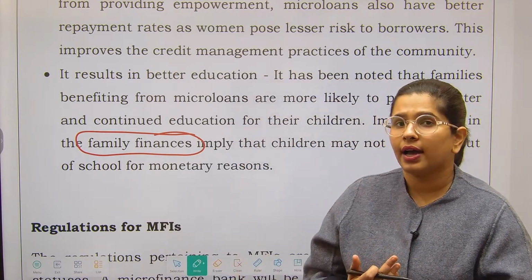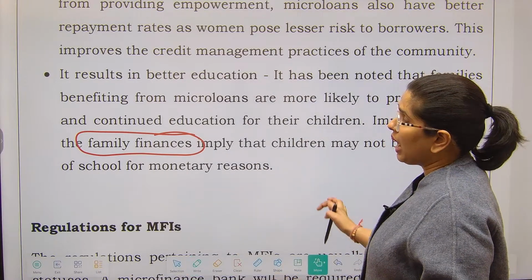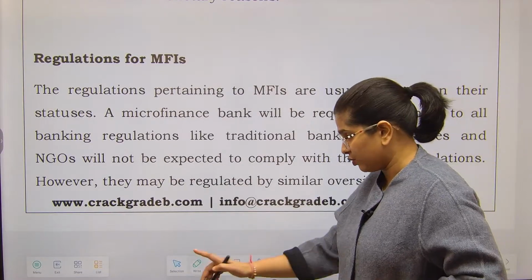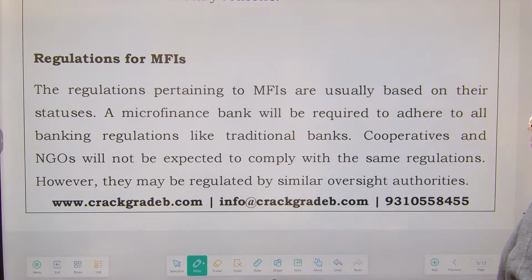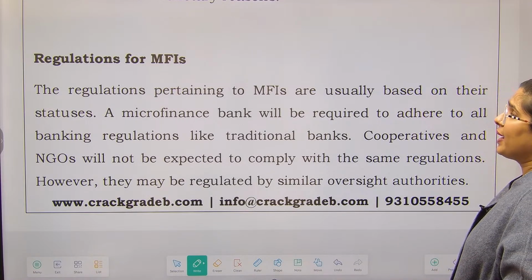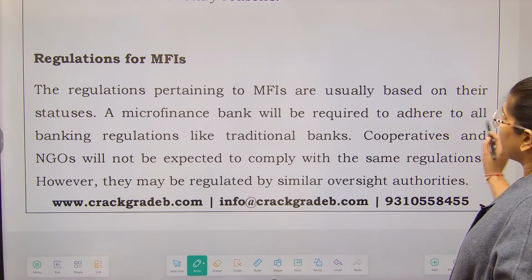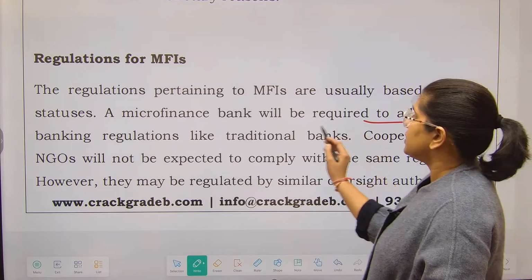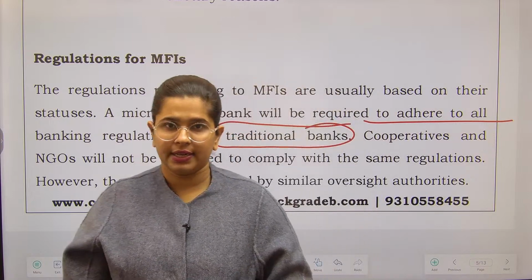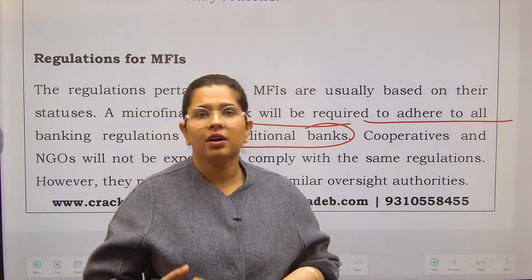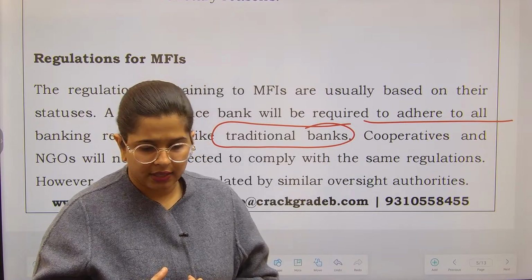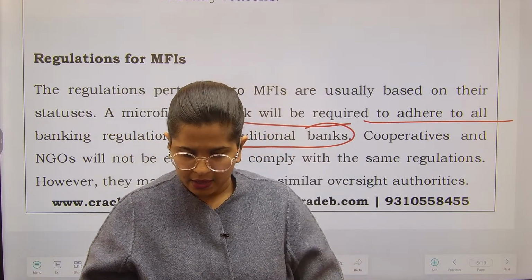Now we are going to get some idea about how these are regulated, right? Regulations of microfinance institutions. The regulations that pertain to MFIs are usually based on their status, right? Whatever their status is. A microfinance bank will be required to adhere to all banking regulations, just like traditional banks. Whatever the RBI says, they have to fulfill it. If you are a bank, then whatever regulation is applicable, on private sector or public sector banks, you have to follow.